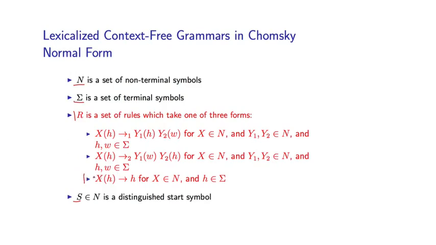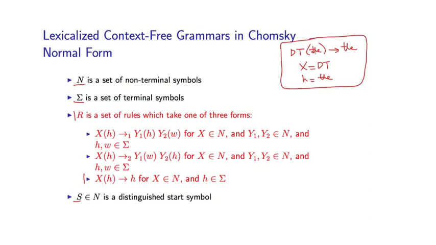This says that we can have a rule where x is a non-terminal and h is a word, where x_h rewrites as h. So for example, DT_there goes to there is one example of this rule, where x equals DT and h equals there. These are the rules seen at the very leaves of the tree, where a part of speech with some lexical item simply rewrites as that lexical item.